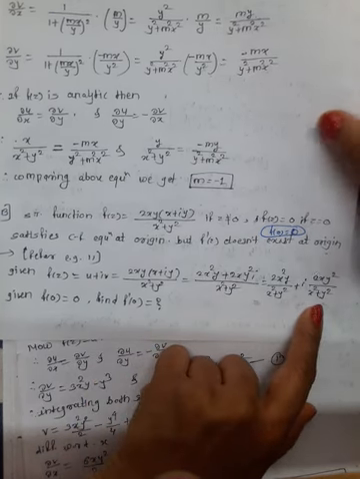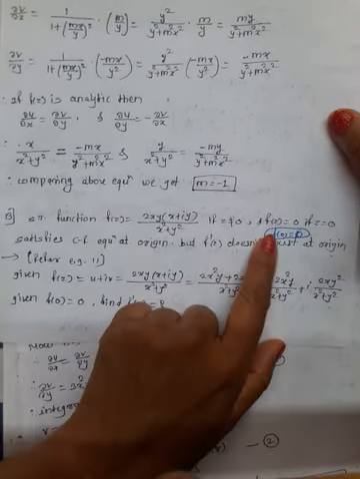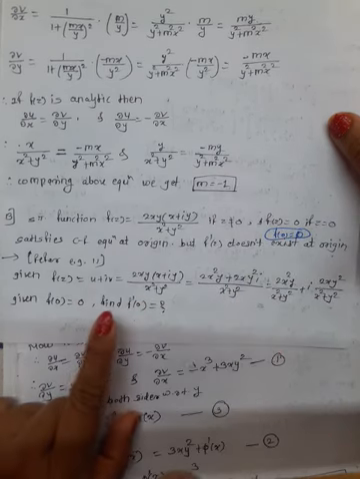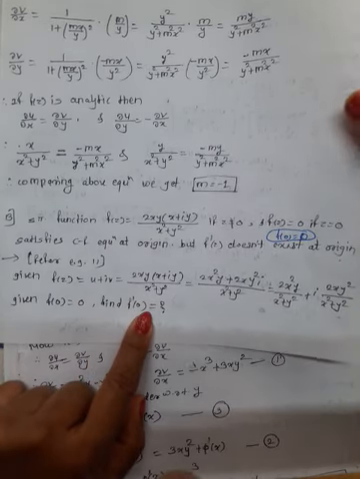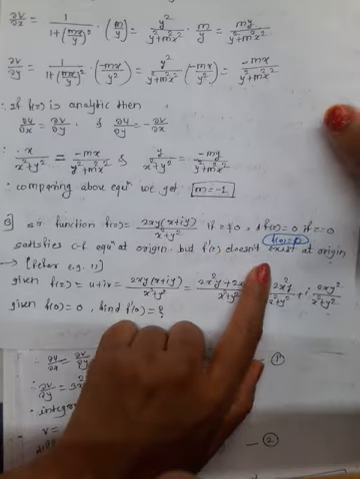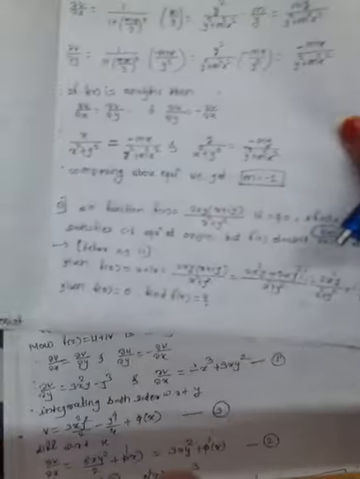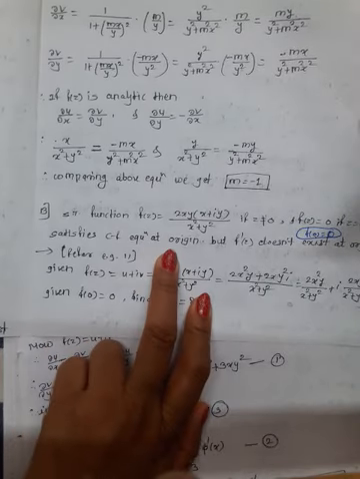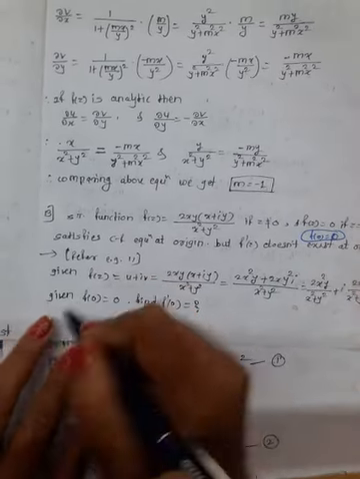Now given f of 0 is 0, and we have to find out f dash of 0, and we have to show that f dash 0 doesn't exist, and it is not analytic at the origin. Same example. This is homework for you.